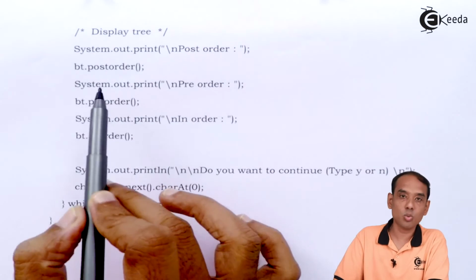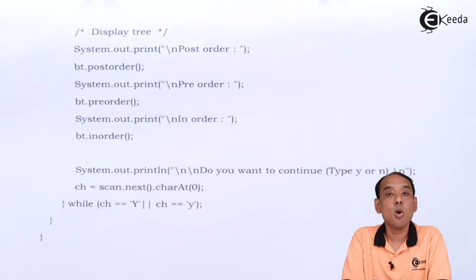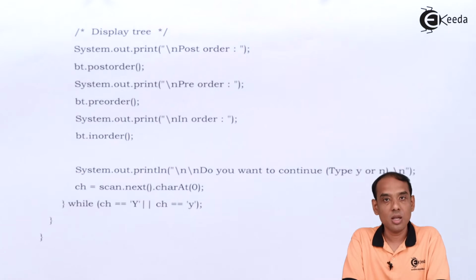Once we are done with this, then we are going to ask the user whether he wants to continue with the set of operations or not. For this, he has to enter Y or N. If he enters Y, it means yes, and if he enters N, it means no. So based on this, we are going to see whether we want to continue with the set of operations or not.